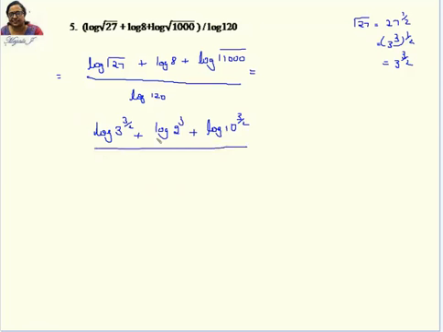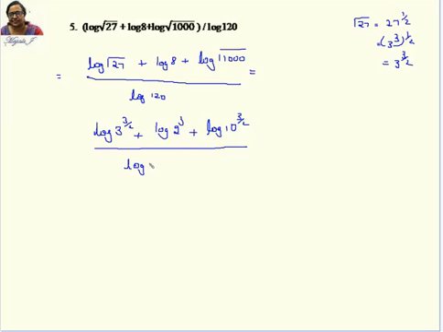And the answers, how will you break this 120? Based on these answers, whatever you're getting here, you have to think of this 120. How will you break this? 3 into 40. 3 into 40, but you don't have 40 here. Okay, try to break it in that way.